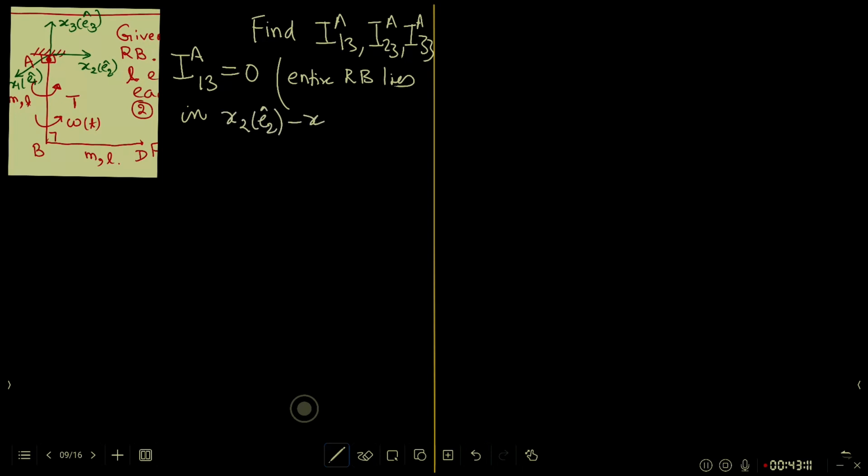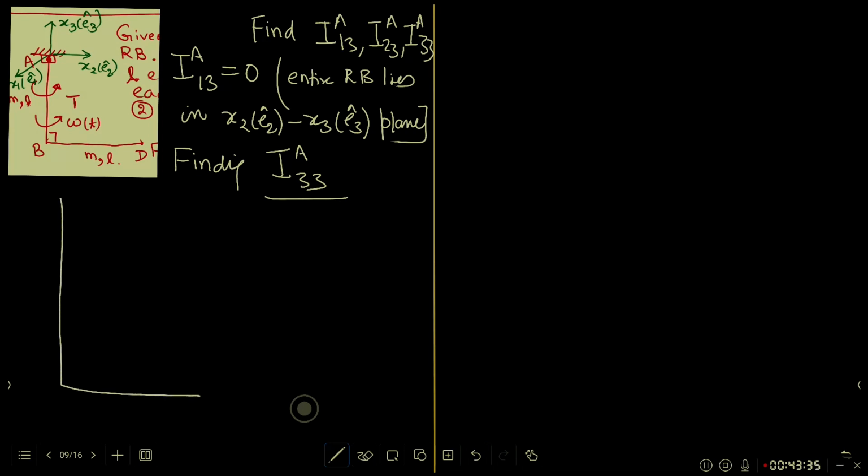Let's find IA13 first, or rather IA33. Now before I start finding IA33, let us locate where the centers of mass of the 2 parts of the RB are lying. So this is A, this is 0, 0, 0. C1 is 0, 0, minus L by 2 and C2 is at 0, L by 2, comma minus L.